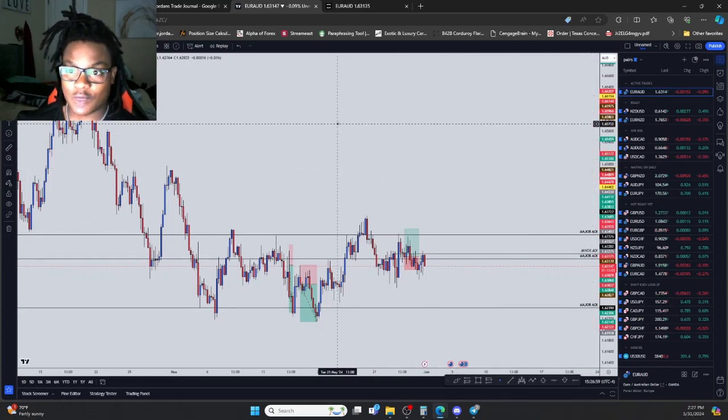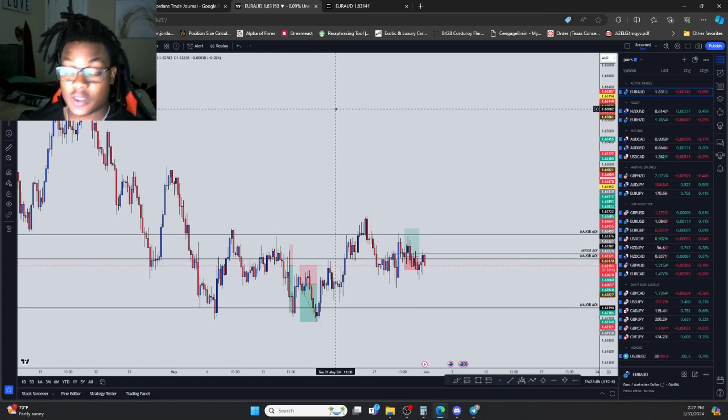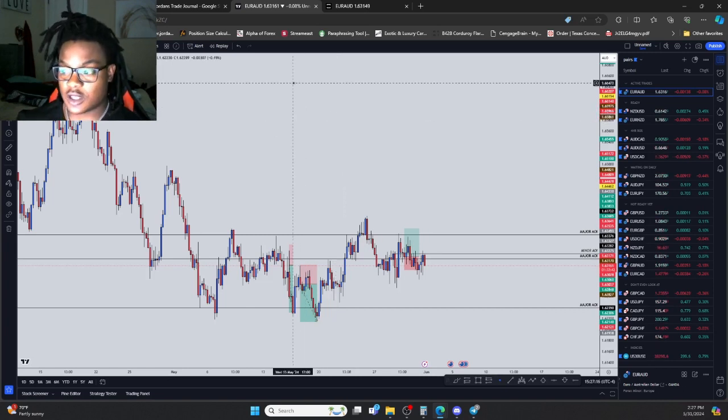Euro AUD. I want to break down Euro AUD. Amazing trade. I will take this trade every single time. Truly, it's nothing that I could have done differently in order to get a better risk to reward, a better position, and potentially overall win this trade. Right, so let's just do the breakdown.